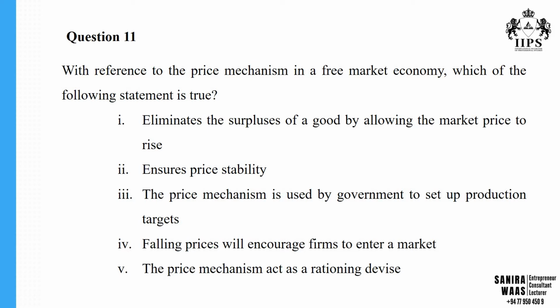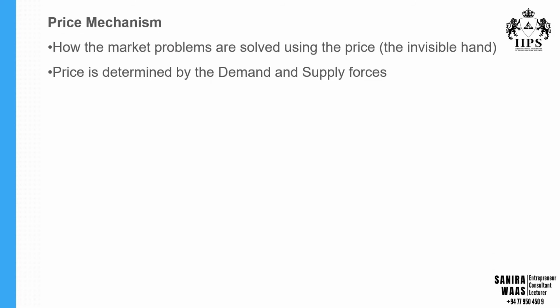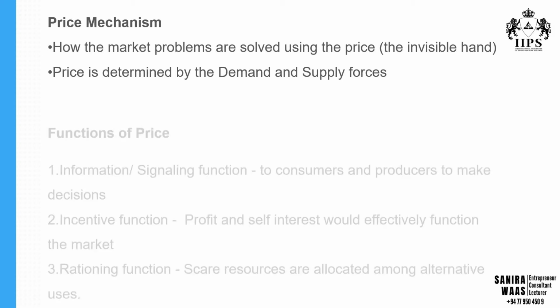Here, basically, what you need to know is what the price mechanism is and where it is being used. Plus, they are questioning the functions of price. Let's see what the price mechanism is. The price mechanism is identified as the invisible hand by Adam Smith, and it defines how market problems are solved using the price, which is also determined by the demand and supply forces. The price mechanism has its own functions, or rather, the price has its own functions.